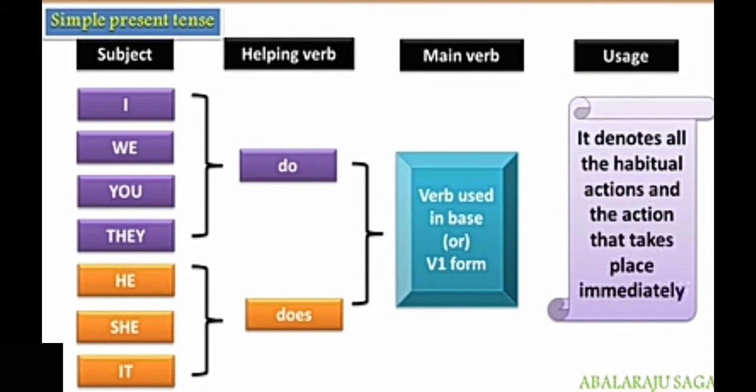The sun rises in the east. That action takes place every day. That is called habitual actions. The cow gives milk. Then my father works in army. We can say I read storybooks. These are the regular activities that can be expressed in simple present tense.